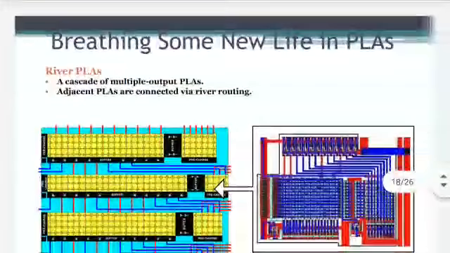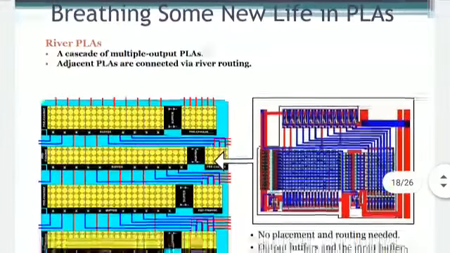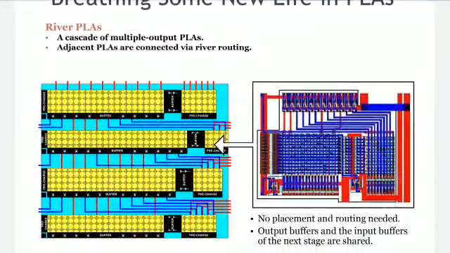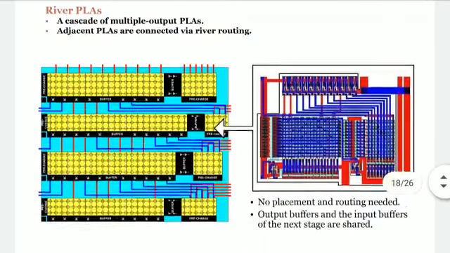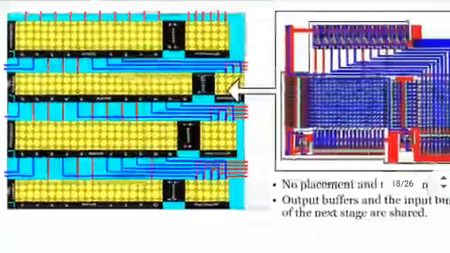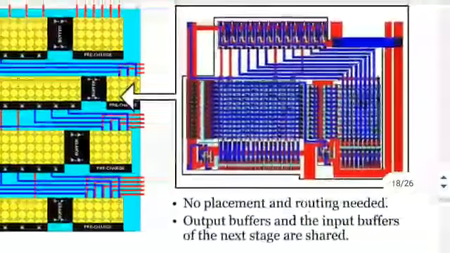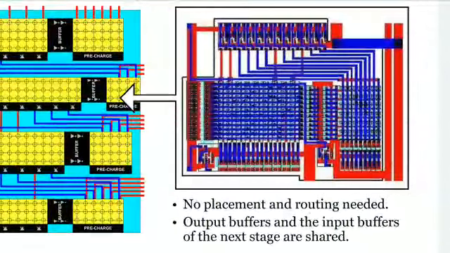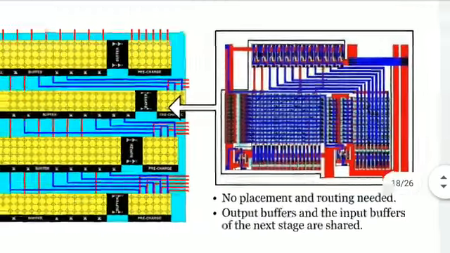Next is breathing some new life into PLAs. River PLAs are a cascade of multiple-output PLAs. Adjacent PLAs are connected via river routing. They have shown how exactly the river routing happens at this point. If you come here, you can see no placement or routing is needed. Output buffers and input buffers of the next stage are shared.